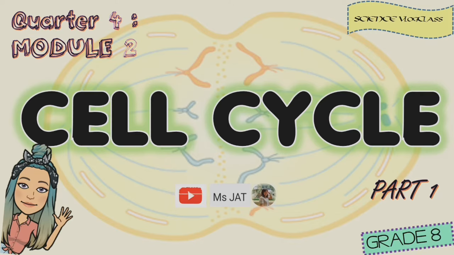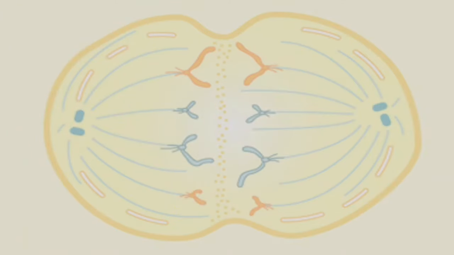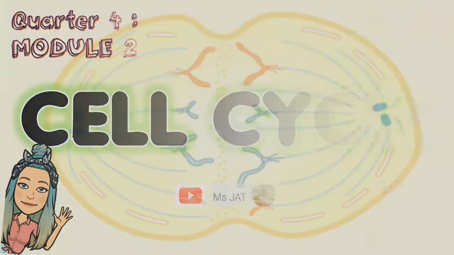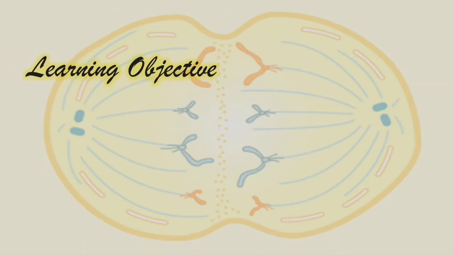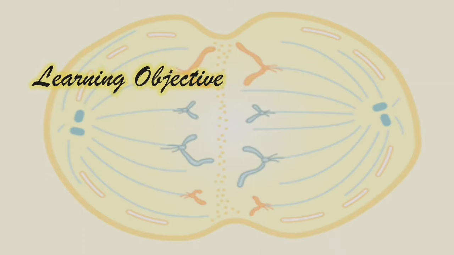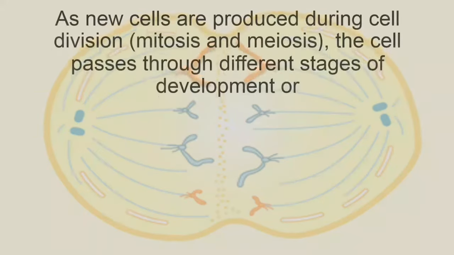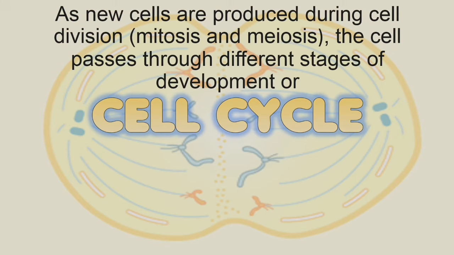The cell cycle is important in the process of forming plants, repairing tissue, and forming life. Our learning objective for this lesson: explain the stages of the cell cycle. As new cells are produced during cell division, either mitosis or meiosis, the cell passes through different stages of development, known as the cell cycle.